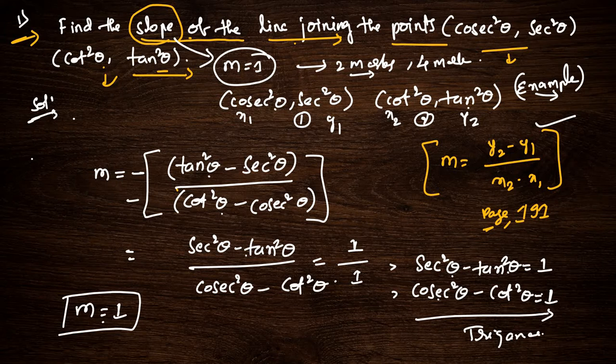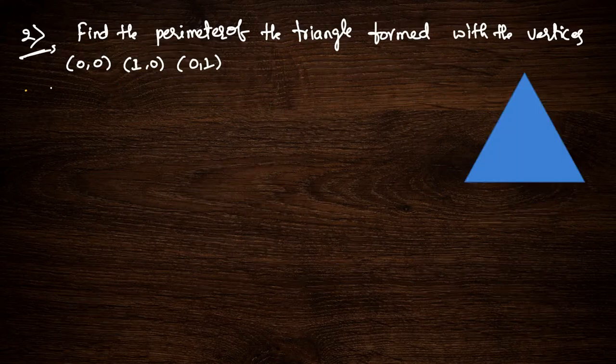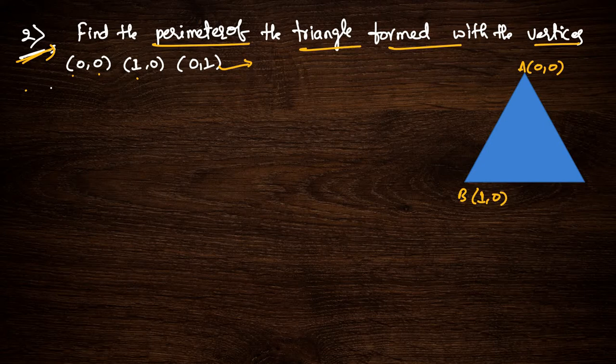Now moving to the next question, that is the second one. The second question: find the perimeter of the triangle formed with the vertices (0, 0), (1, 0) and (0, 1). I will take (0, 0) as A, (1, 0) as B, and (0, 1) as C. He is asking us to find the perimeter. Perimeter means AB plus BC plus CA, so we need the distance between A and B, between B and C, and between C and A. So we have to find the solution here.